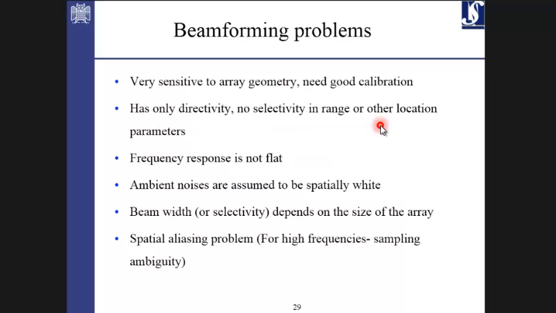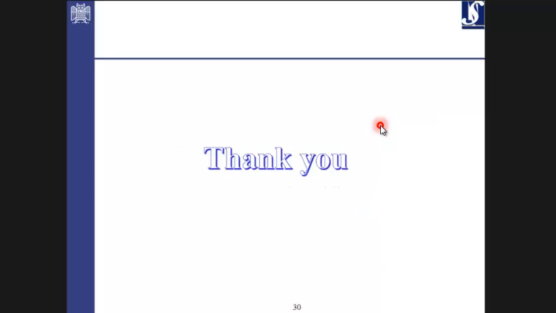That was the entire thing we talked about: the geometry of the array, directivity, and the location of the sources, and then the constant beamformers, and also spatial aliasing. If you have any questions, I would be happy to take them.